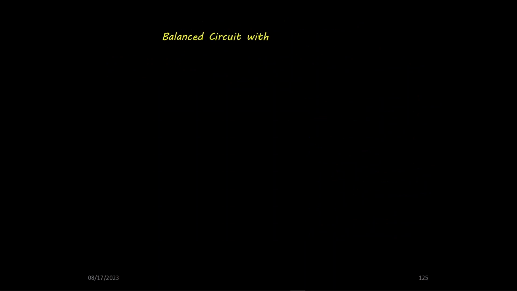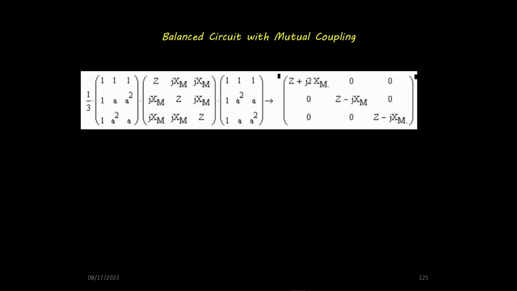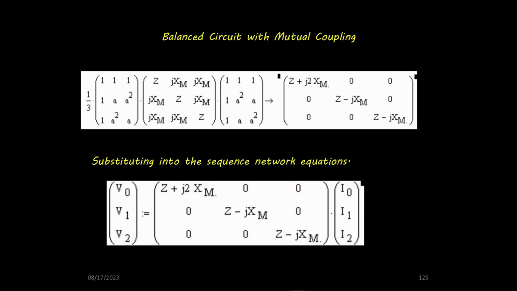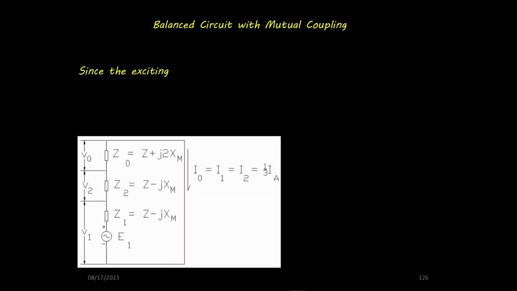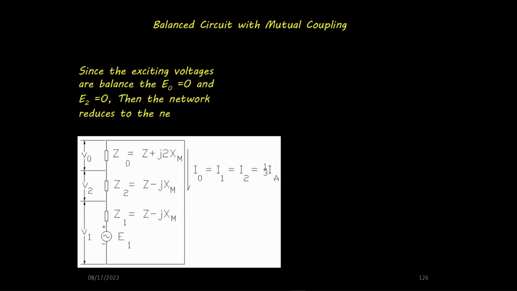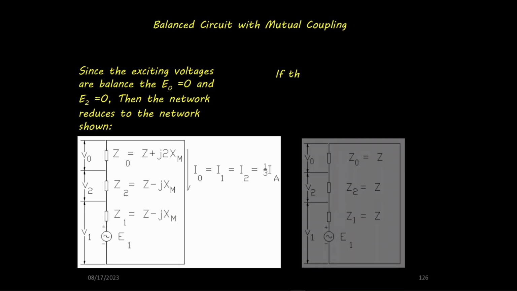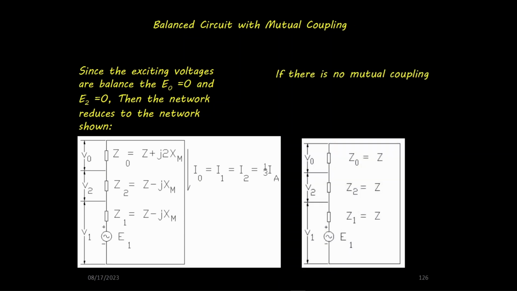Calculating the series impedances, including the mutual impedances, and substituting into the sequence network equations, the sequence equations are as shown. Since the exciting voltages are balanced, E0 equals 0 and E2 equals 0, then the network reduces to the network shown. If there is no mutual coupling, or the mutual coupling is accounted for in the series impedance, then the circuit becomes.